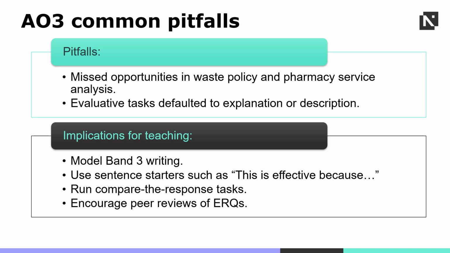Implications for teaching. Model Band 3 writing with annotated examples showing how to structure evaluations using different scaffolding techniques, or point, judgment, impact. Use sentence starters such as "this is effective because" or "one limitation is" to get students used to evaluative phrasing. Run compare-the-response tasks where students judge two answers and explain which is stronger and why. Encourage peer reviews of ERQs to help students recognize the difference between explanation and evaluation.